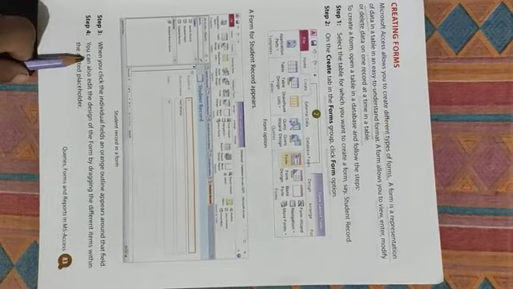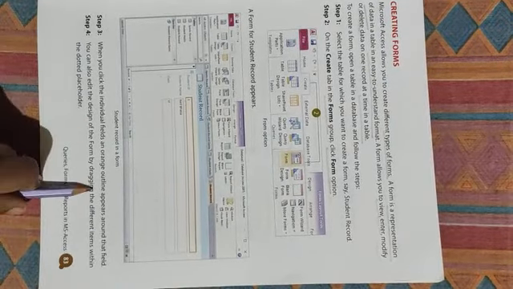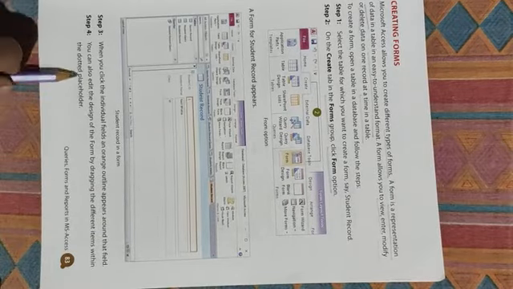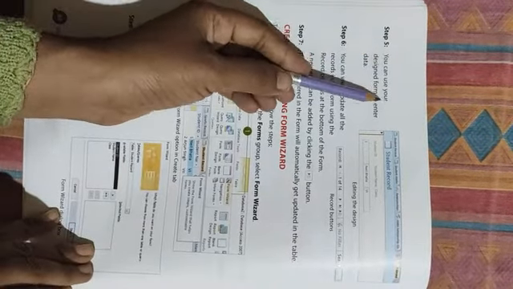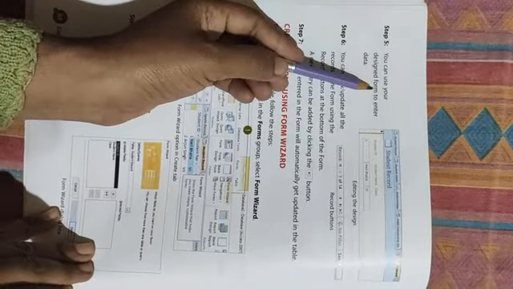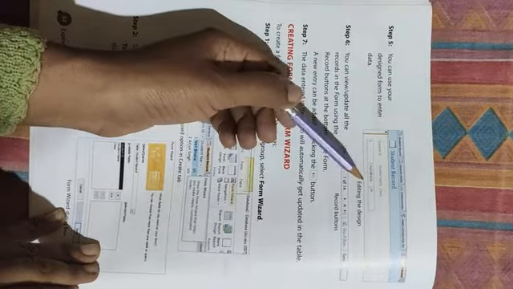Now step 4. You can also edit the design of the form by dragging the different items within the dotted placeholder. Now step 5. You can use your designed form to enter data. You can enter data.